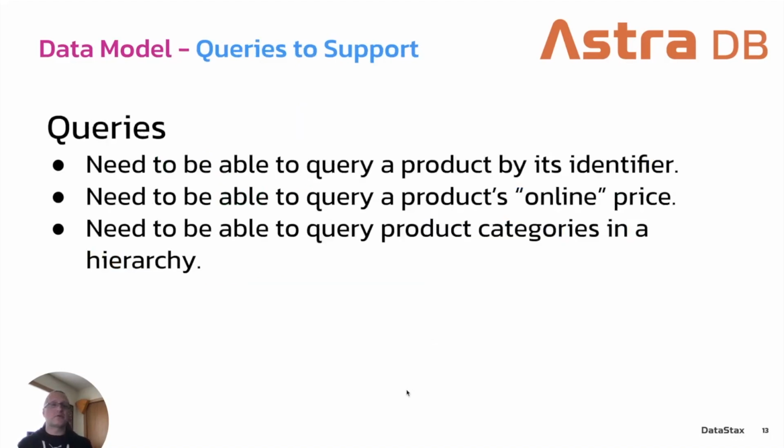So let's think about the queries that we need to support. First of all, we need to be able to query a product by its identifier. That should be simple. We need to be able to query a product's online price. More on that online bit later, but that's definitely a requirement. And of course, we need to be able to query product categories in a hierarchy.